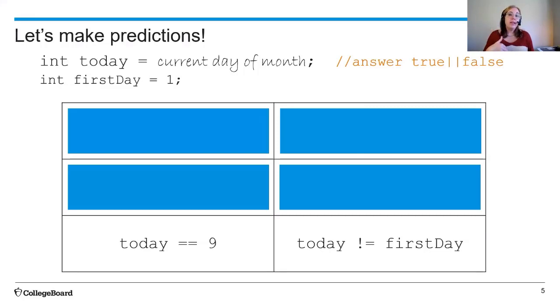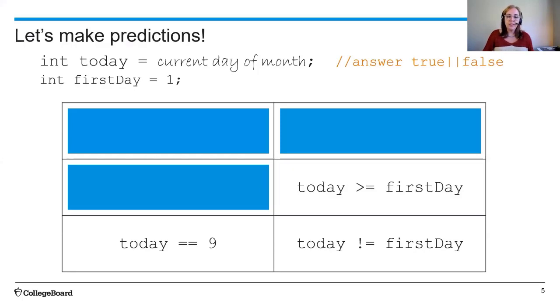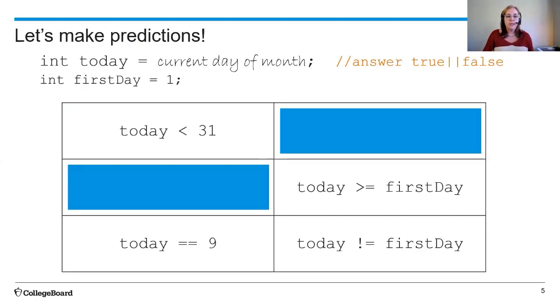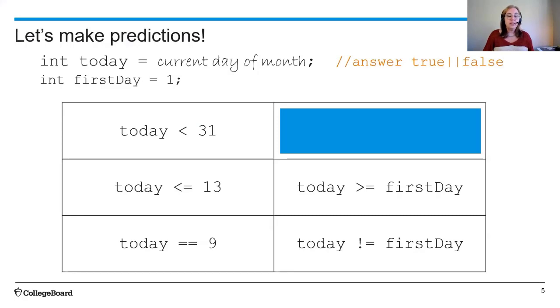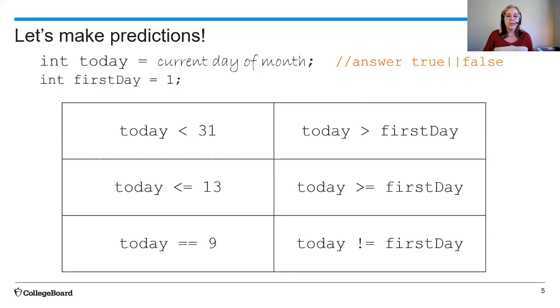Well, the day that I'm saying this, that would be true. It is not the first day of the month. Is today greater than or equal to the first day? For me, that would be true today. Is today less than 31? Yes, it is. Is today less than or equal to 13? That would be false for me. And is today greater than first day? That would be true for me.